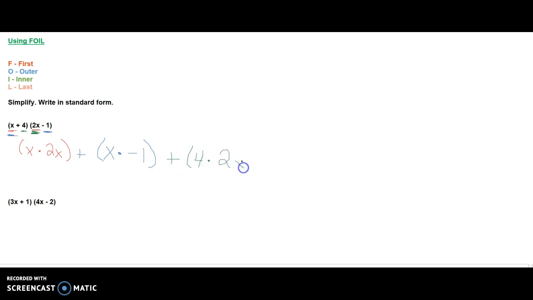4 times 2x. And then our last terms. So the last terms are the last terms in our parentheses. So plus 4 times -1. From there, we can simplify and combine like terms.